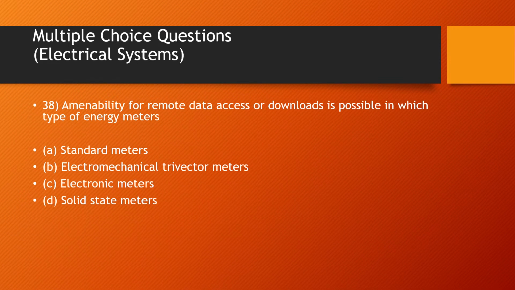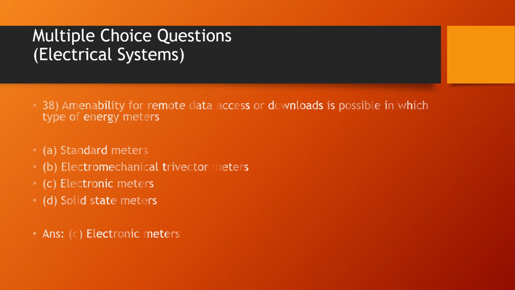Now next question is, amenability for remote data access or downloads is possible in which type of energy meters? Option A is standard meters. Option B is electromechanical trivector meters. Option C is electronic meters. Option D is solid state meters. And the answer to this question is option C, that is electronic meters.